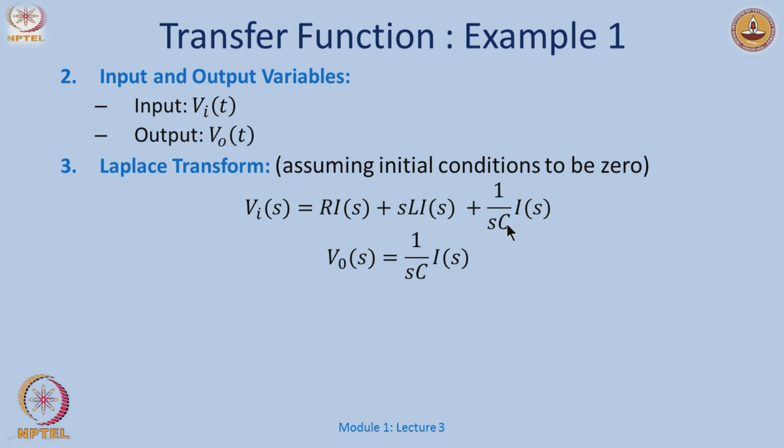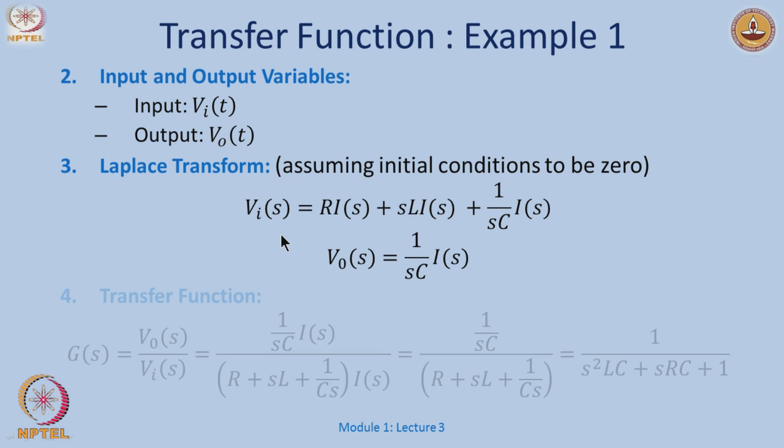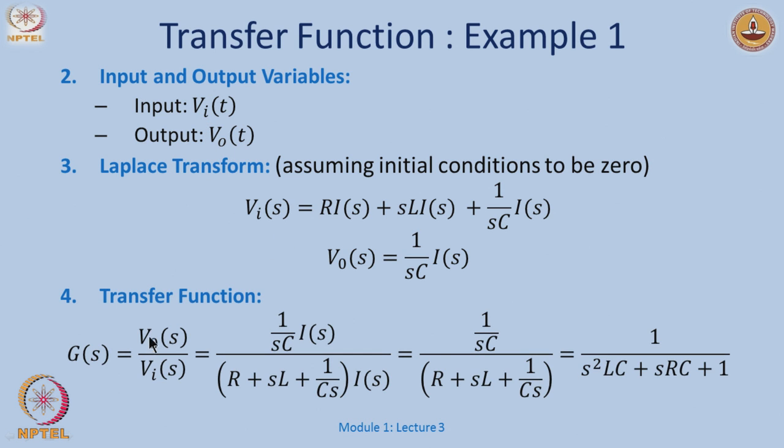Okay. So, now step 2: identify input, identify output, do the Laplace transform, and the last step would be just to take this ratio of V_O by V_I. I can always do this, right: V_O by V_I, just take this divided by V_I. I have 1 over sC times I(s) plus R plus sL plus 1 over C s, and I just end up with this transfer function.